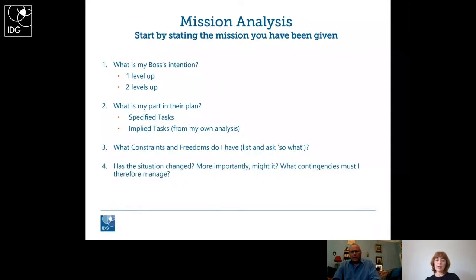Okay. And then the fourth question really is, has the situation changed? Nine times out of ten at this stage, the situation hasn't changed. But most importantly, might that situation change? What are the what ifs? What contingencies do I need to manage? That's something one has to work through right from the get-go. Contingency planning needs to start from the outset, not once problems start occurring.